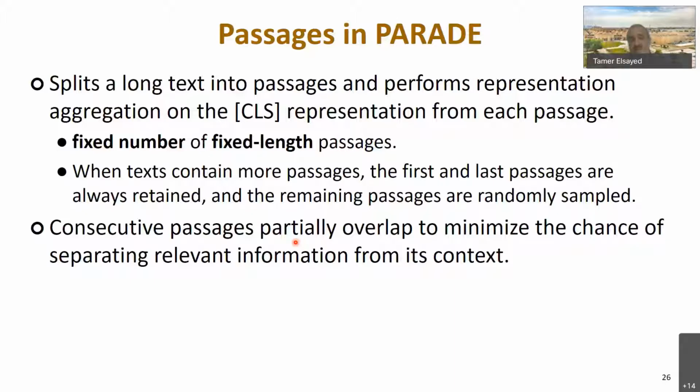Okay, and there will be overlap. So it's similar to what we saw in MaxP. The passages also overlap. Of course, there are hyperparameters here that we need to tune: the size and the number, and so on. Now we will talk about how to aggregate the representations.